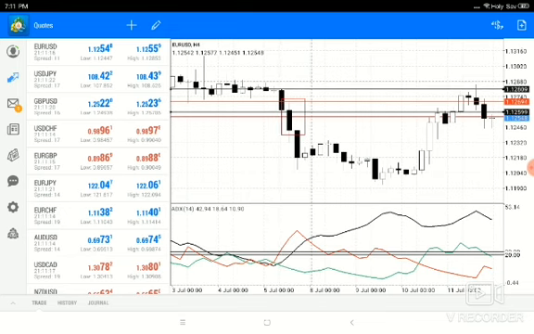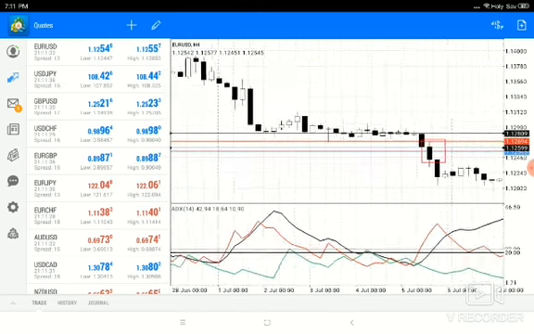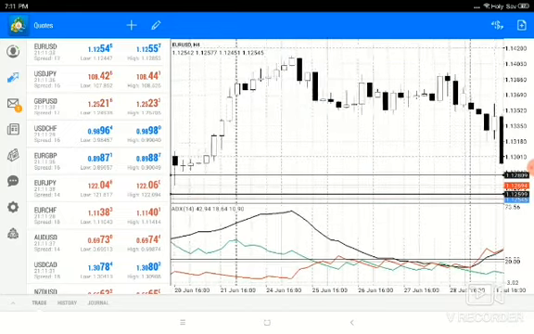Then my target now is the box. If I'm entering here, my target should be at the next box. As soon as the next box closes, that's where I'll take my profit. Now let me give you another example of a buy.